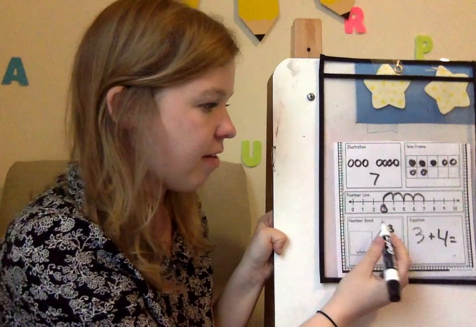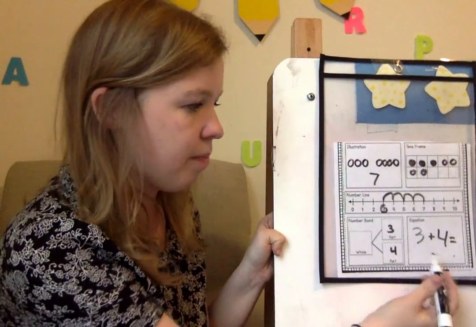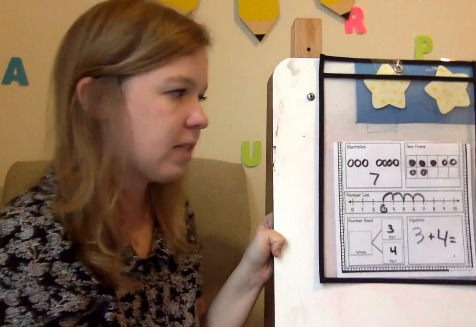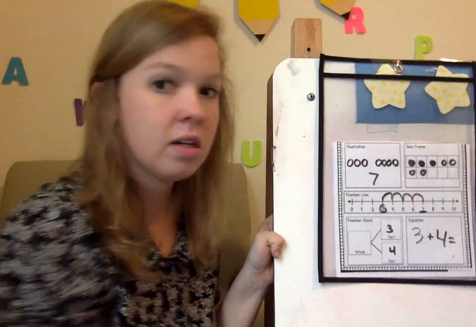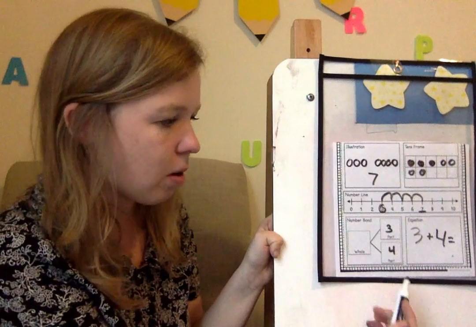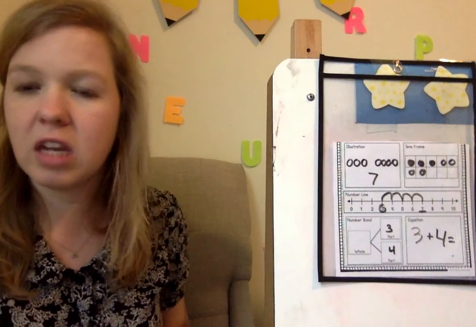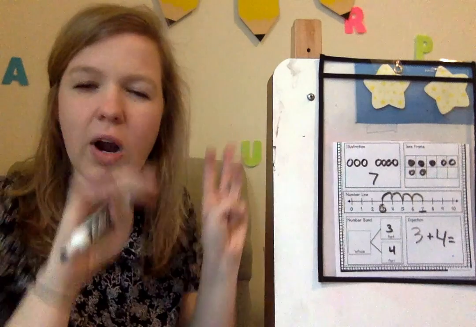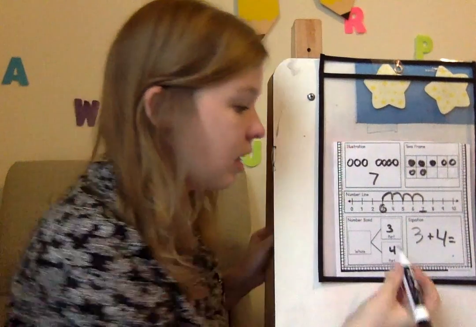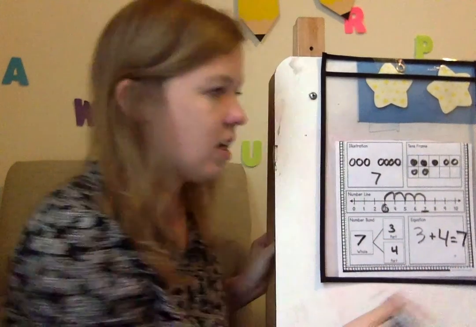Okay, and then for the number line, I circled the first number, which was the number 3, and then I hopped 1, 2, 3, 4 hops and landed on the number 7. Good. And then the same thing for our part whole, 3 and 4. If you wanted to solve that using your fingers, you could say 3 and 4 are 2 parts, and if you add them together, you would get the number 7 for the whole. So it equals 7. Awesome job.